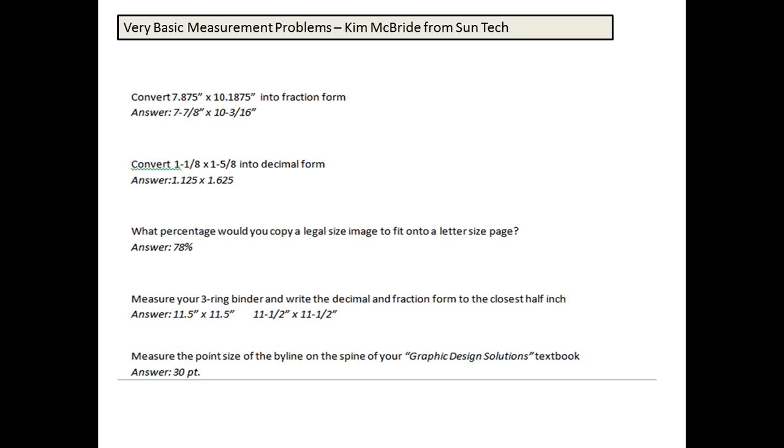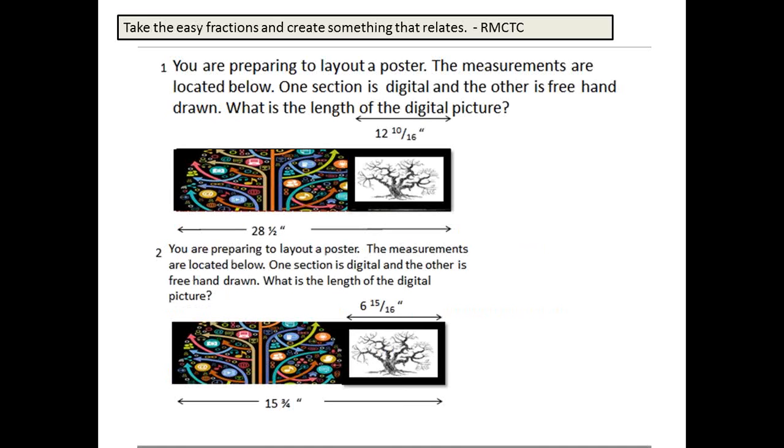The other thing I liked is measure your 3-ring binder and write the decimal and fraction form. You're doing things that are active, engaged learning instead of just sitting and writing math problems. So I like that.